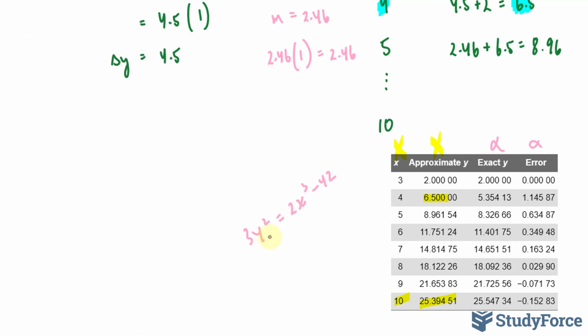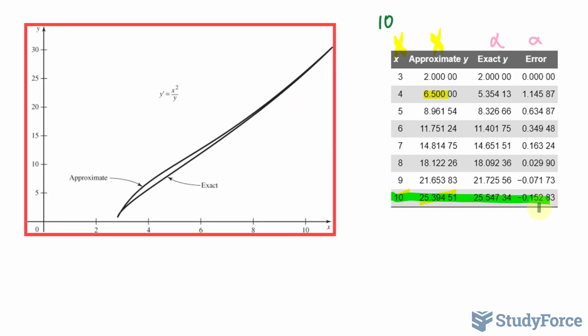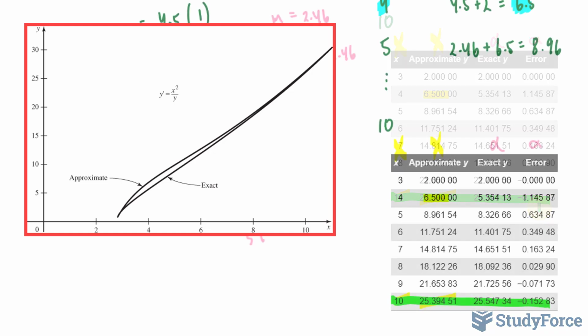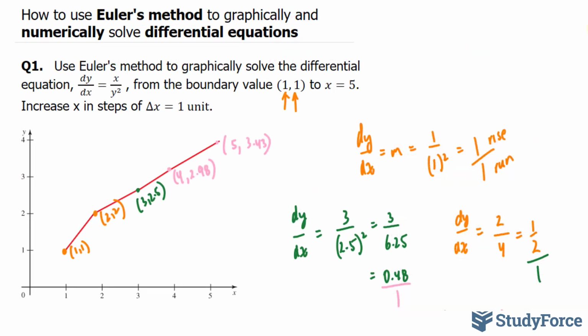And also notice that the difference between our approximate solution using Euler's method and the exact is not too much. Take a look at the error. For example, the error at x is equal to 10 is only 0.6% off. Shown on the screen right now is a graphical representation of our approximate answer versus the exact y values. And there you have it. That is how to use Euler's method to numerically solve a differential equation.